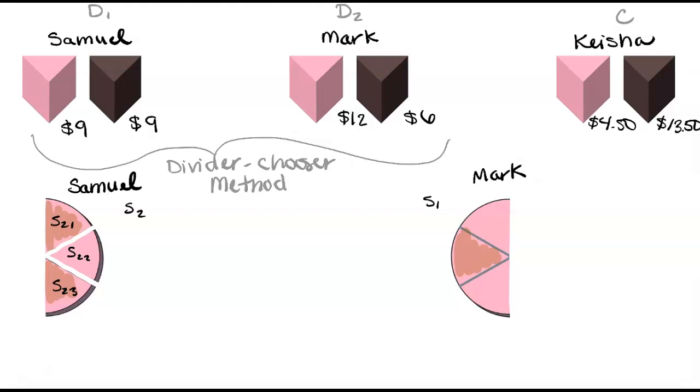Now Mark's situation is a little bit different. Mark feels that the strawberry wedges are worth $12, while the chocolate wedge is only worth $6. So S1 in Mark's eyes is worth a total of $30. So to divide this equally into 3 parts, he needs 3 shares, each worth $10 each. A $10 wedge of strawberry might look something like this. Same with the other piece. This leaves $2 from each of those pieces of strawberry added into that piece of chocolate, making this middle wedge also worth $10.